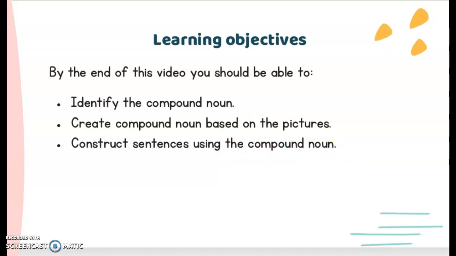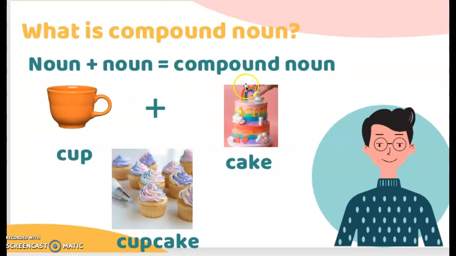Okay, so what is actually a compound noun? So, a compound noun is actually two nouns that combine together to form a compound noun. For example, this is a picture of a cup and this is a picture of a cake. So when these two nouns combine together, they will become a cupcake.